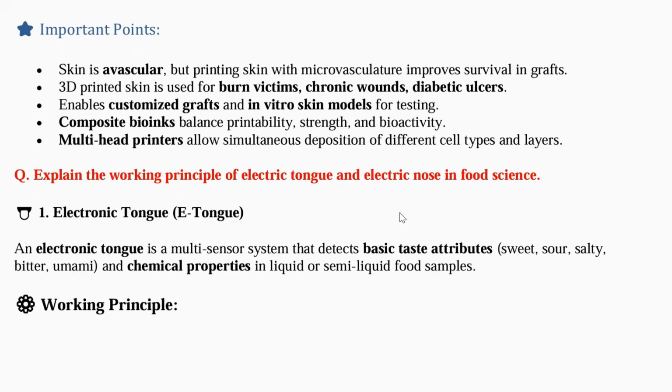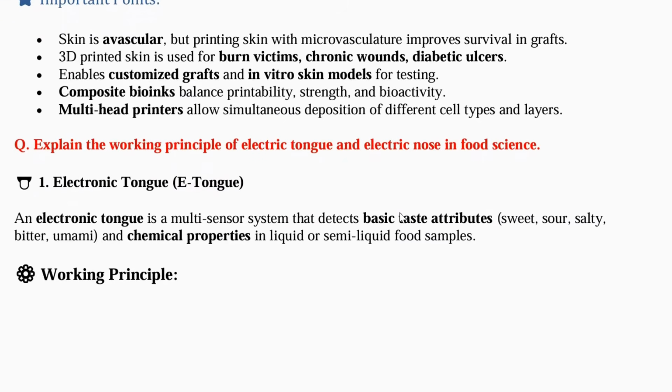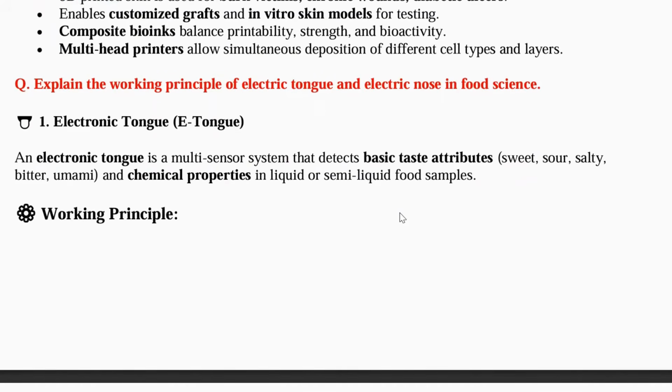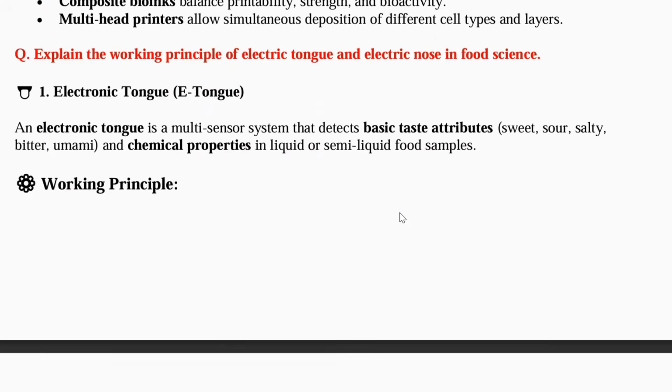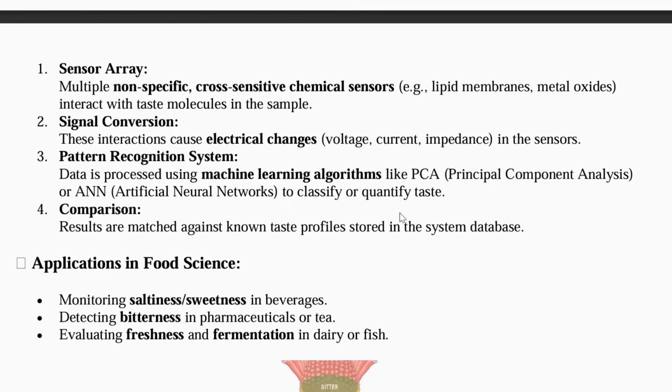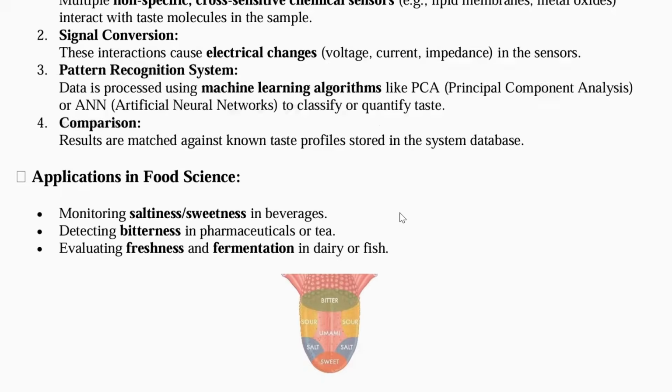Explain the process or working principle of electronic tongue and electronic nose in food science. An important question. Electronic tongue, it is a multi-sensor system that detects the basic taste attributes, that is sweet, sour, or anything. Chemical properties in liquid or semi-liquid food samples. Sensor array, where multiple non-specific cross-sensitive chemical sensors like lipid membranes, metal oxides interact with the taste molecules in the sample. Signal conversion, these interactions cause electrical changes, voltage, current, impedance in the sensors. Pattern recognition is done, then comparison.